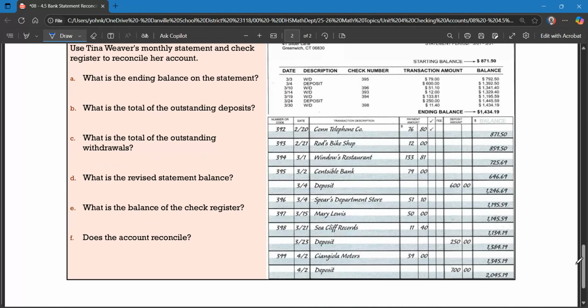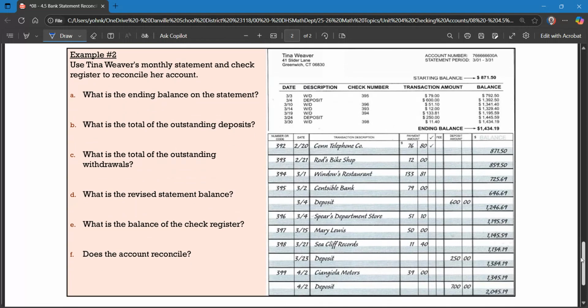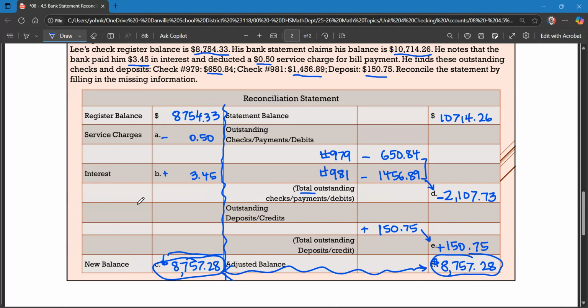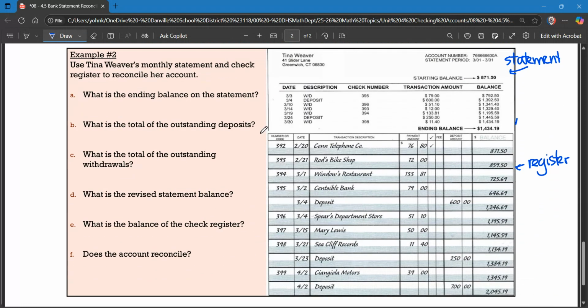Okay, so this one here, we have an account statement on top. So this is the statement on the top and this is the register on the bottom. So just like on the previous slide, we had a statement balance and a register balance. Look, kids, here's the statement balance and here's the register balance. Same thing, just looks different.